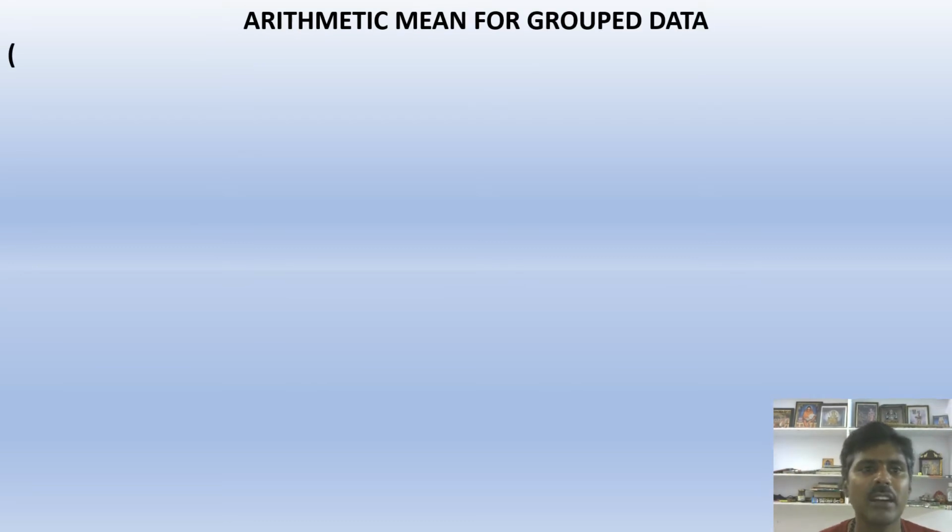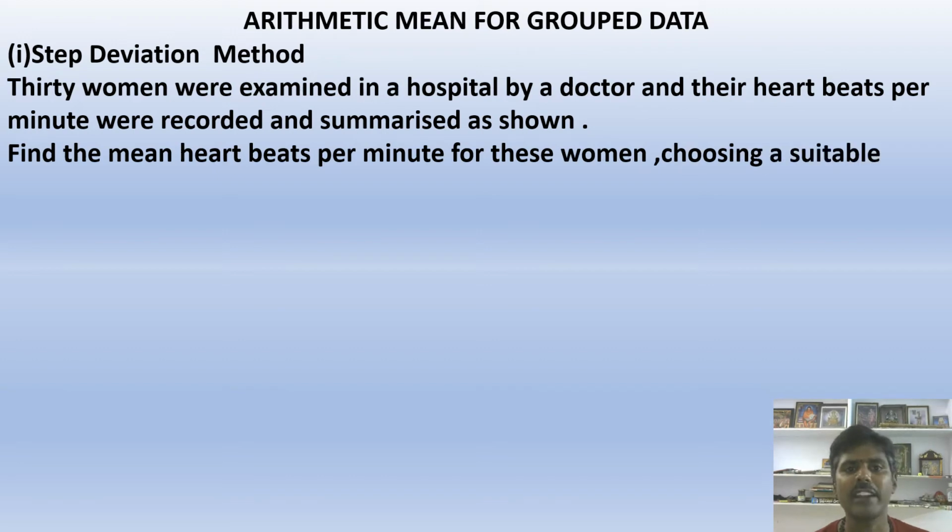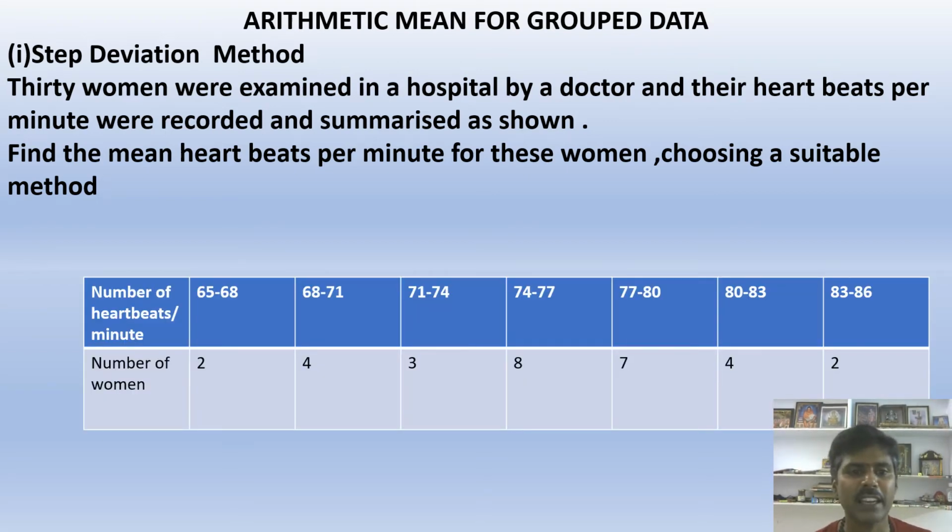Now I will do a problem with this. Already we have done this in the assumed mean method; that we have to do now in the step deviation method. 30 women were examined in a hospital by a doctor and their heartbeats per minute were recorded and summarized as shown below. Find the mean heartbeats per minute of these women choosing a suitable method. If they mention a suitable method, you can do any; I prefer step deviation. But if they mention a particular method, you have to do it in that method. The number of heartbeats are in class intervals 65 to 68 and so on, and the number of women are 2, 4, 3, 8, 7, 4, 2.